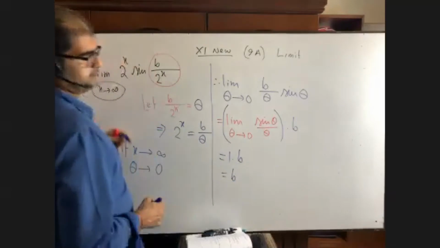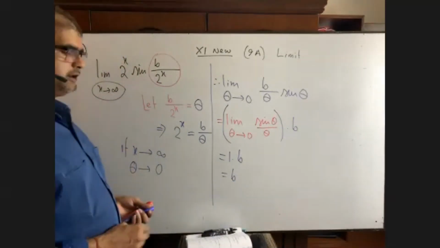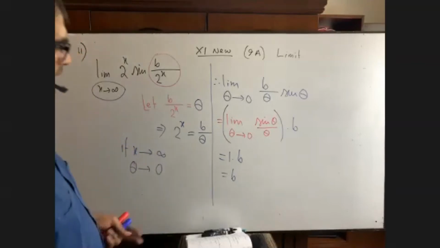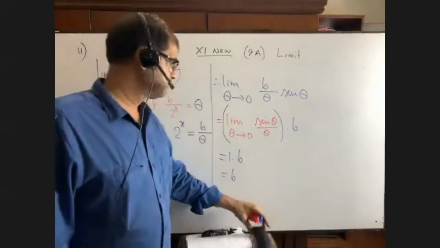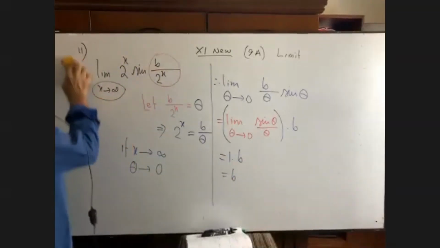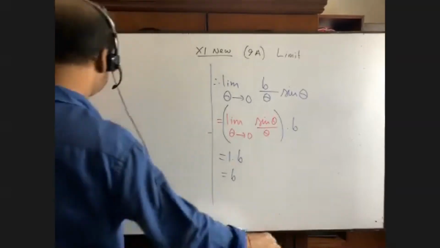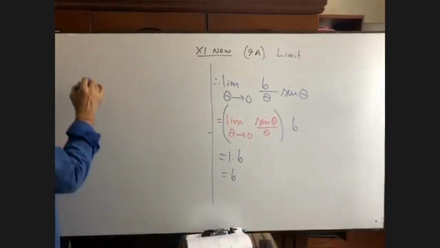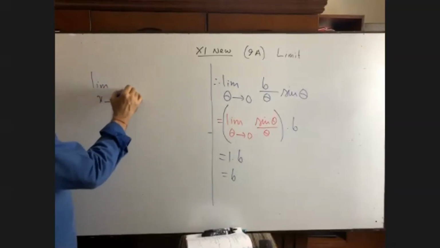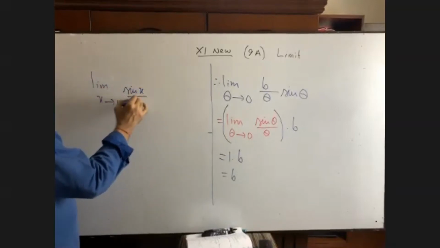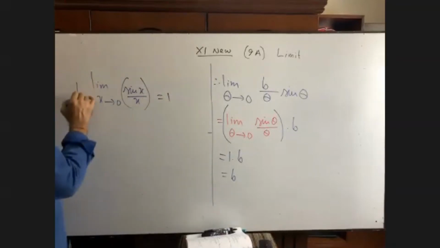Yes, we assumed theta with let in order to get the formula, you are right. And you can tell me, sir, we cannot take it without proof. Okay, I'll prove it. Sine theta by theta, you see what I'm going to write down here. Write down limit x tends to 0 sine x by x.